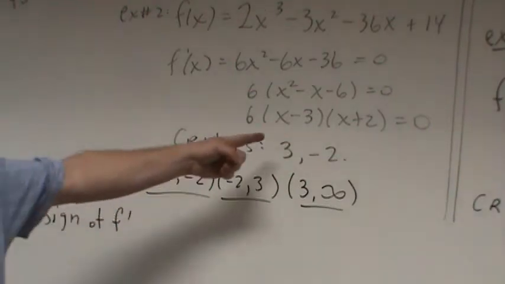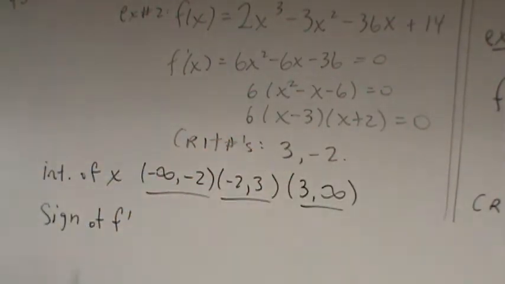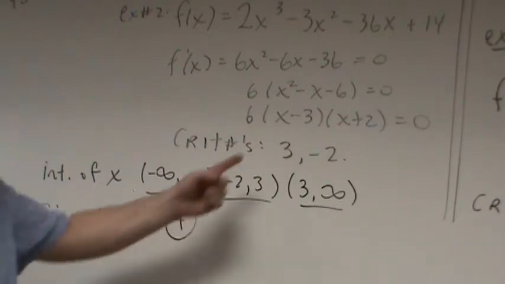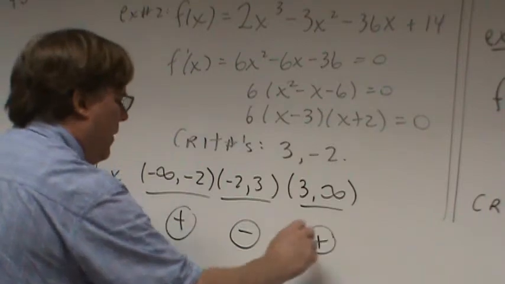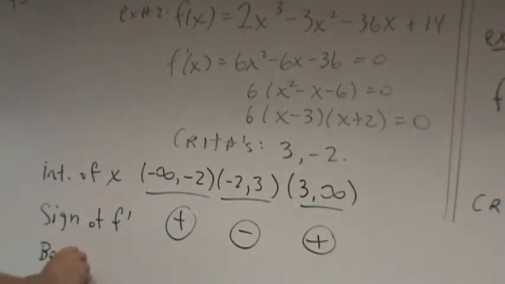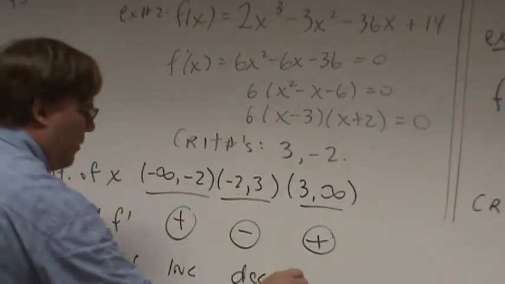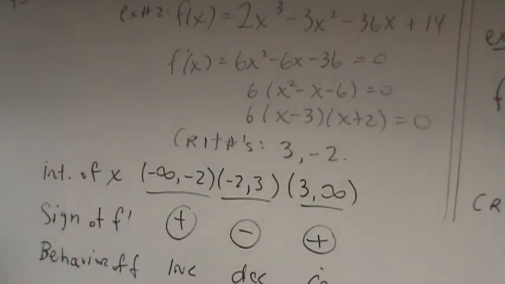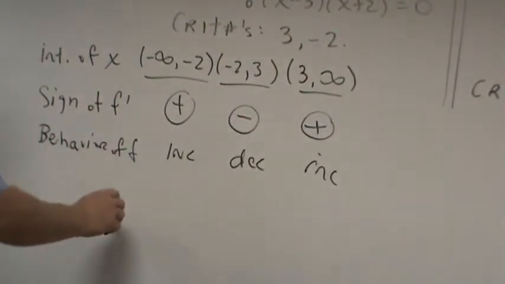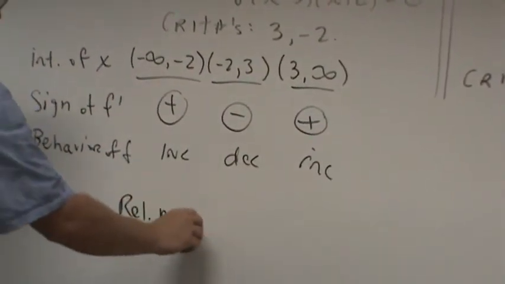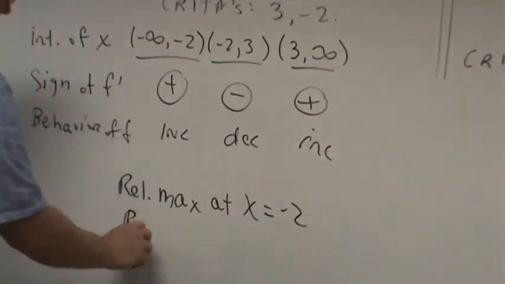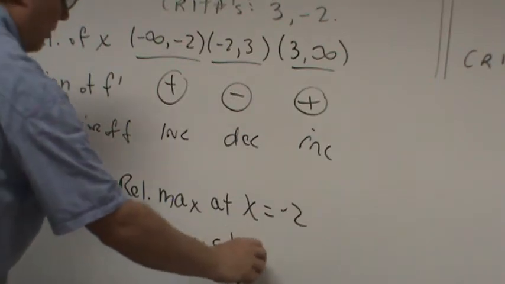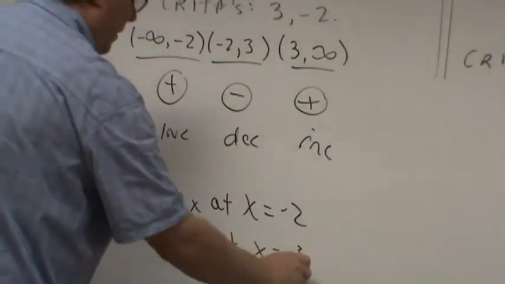When I stick in -1,000,000, I get a negative times a negative, which is a positive. When I stick in 0, I get a positive times a negative, which is a negative. When I stick in a big positive, I get a positive here. And so the behavior of f is increasing, decreasing, and increasing. And so I'm going to have a relative max at x equals -2, and a relative min at x equals 3.